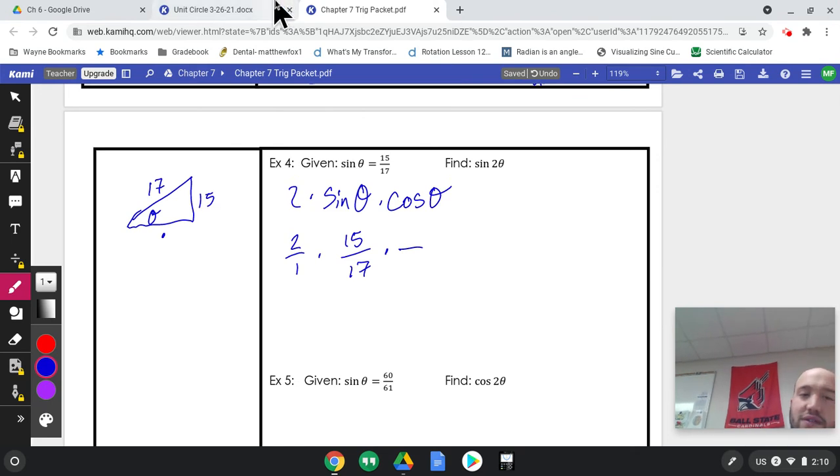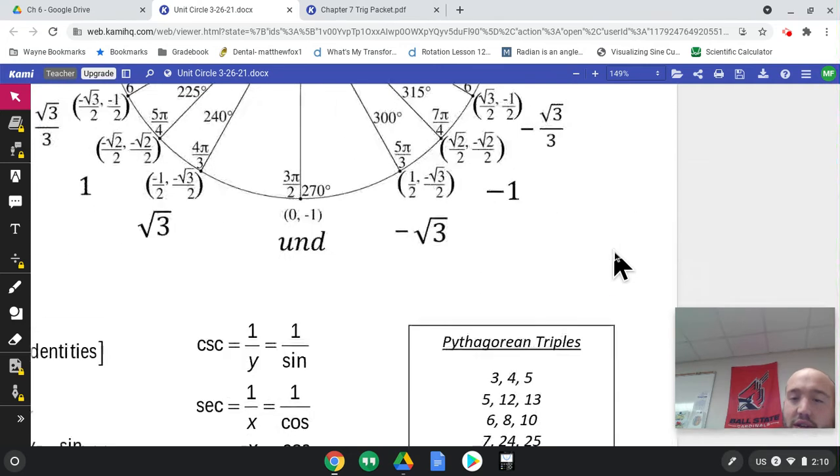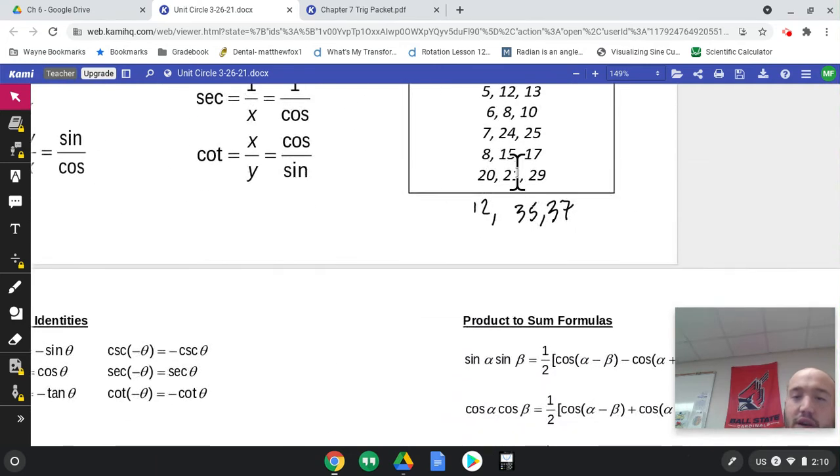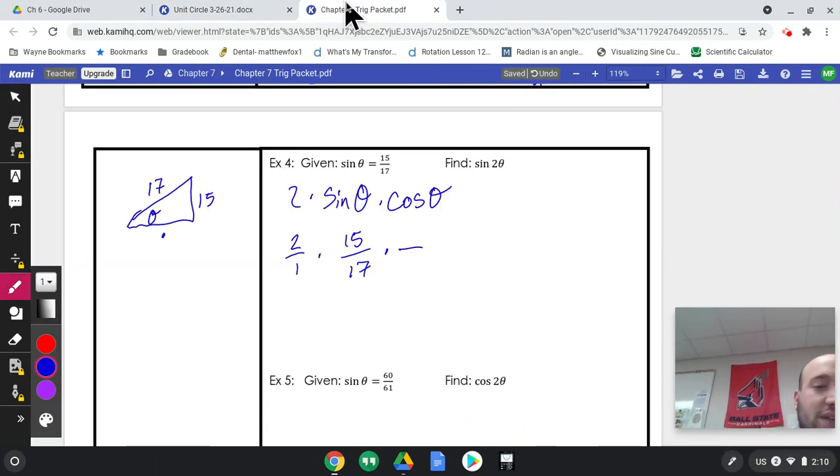Once again, 15 and 17. Look at your list. Pythagorean triple. 15 here, 17. There's going to be an 8. So that side we're missing is 8. I'll put 8 over 17.